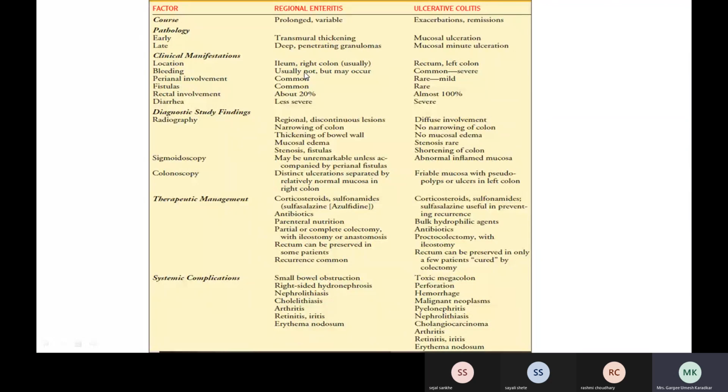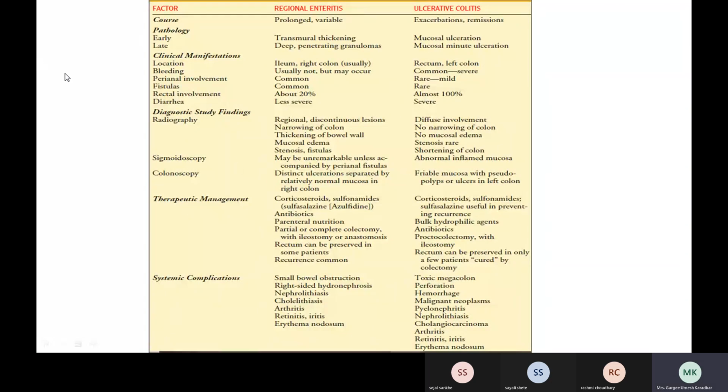Bleeding may not be much seen in regional enteritis. Here it is commonly seen and it may be severe. Perianal involvement is common in regional enteritis. It is not seen in ulcerative colitis. Fistula is also common here. Then the rectal involvement is more in ulcerative colitis. Diarrhea is severe in ulcerative colitis than regional enteritis. Okay. Investigations: radiography, sigmoidoscopy, colonoscopy.